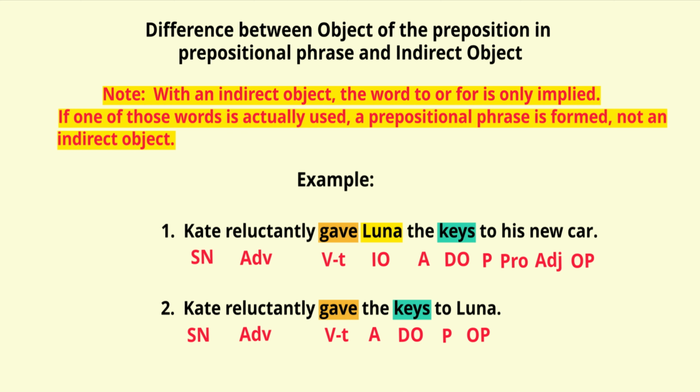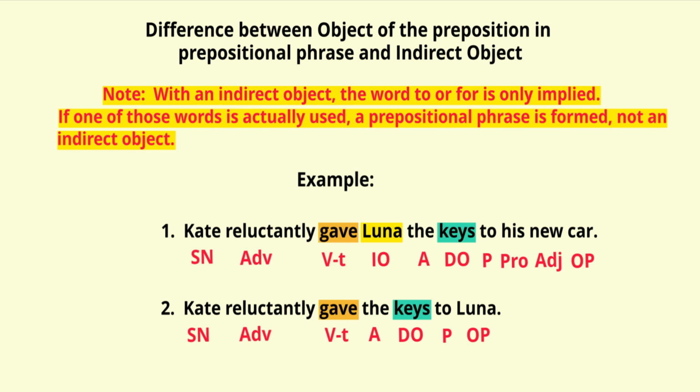Kate reluctantly gave Luna the keys to his new car. Here, Kate is the subject noun, gave is the verb. Now let's ask the question, Kate gave what? Keys would be the direct object. Kate gave keys to whom? To Luna, right? So Luna would be the indirect object here. And do you notice that the indirect object came before the direct object keys?